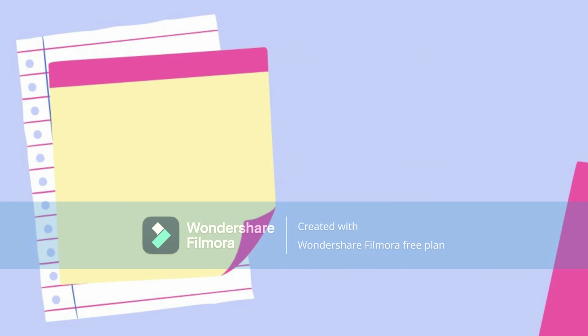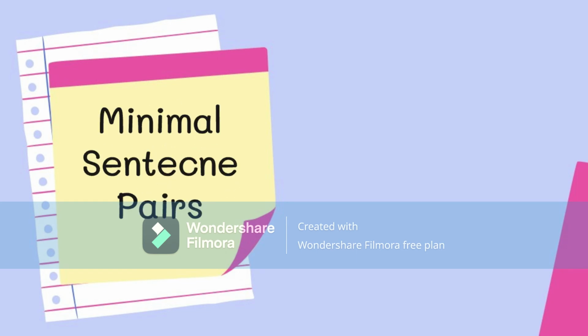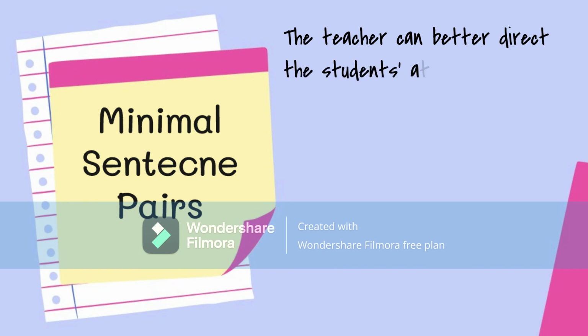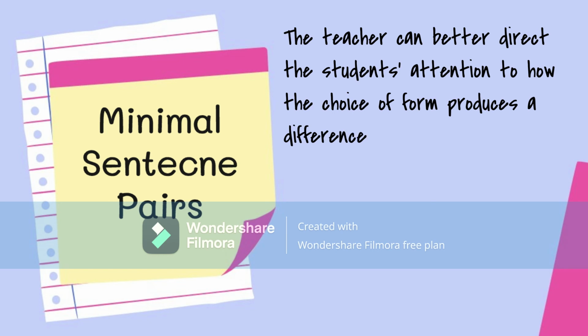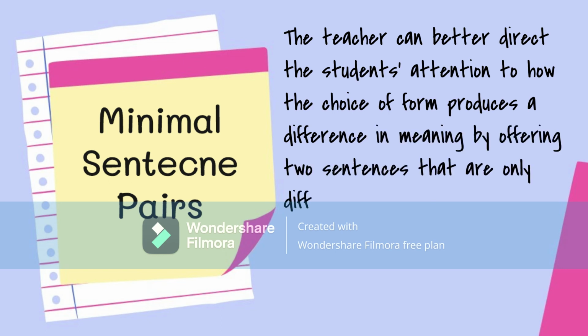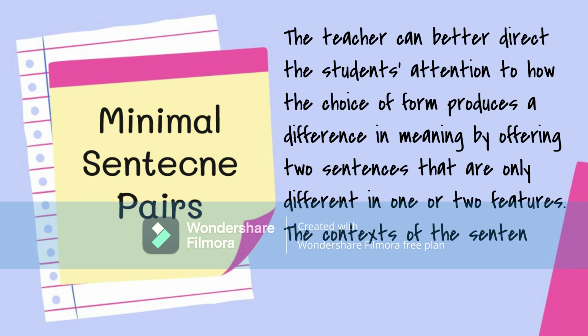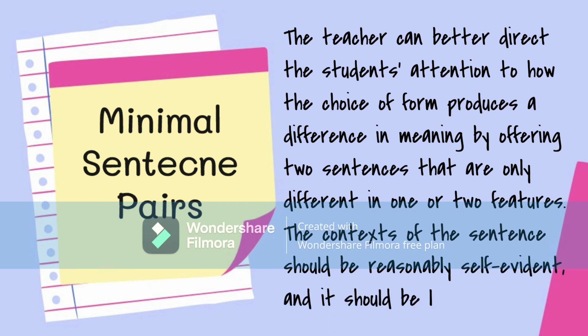Moving on to the third and final technique, the minimal sentence pairs. The teacher can better direct the student's attention to how the choice of form produces a difference in meaning by offering two sentences that are only different in one or two features. The context of the sentence should be reasonably self-evident and it should be lexically basic.